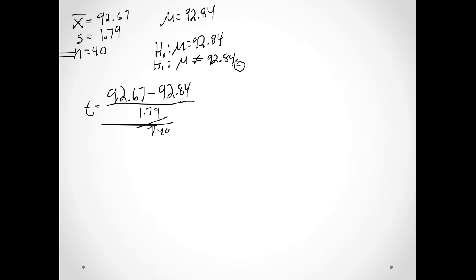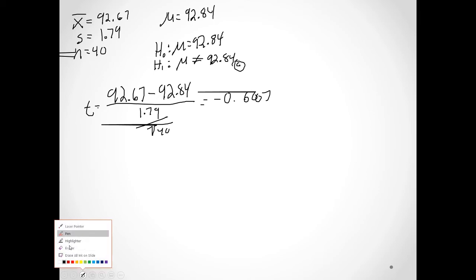So if we tally all this out here, we end up getting a test stat of negative 0.6007. So let me write that a little bit nicer there because I kind of missed that decimal marker. So negative 0.6007. So that's my test stat.